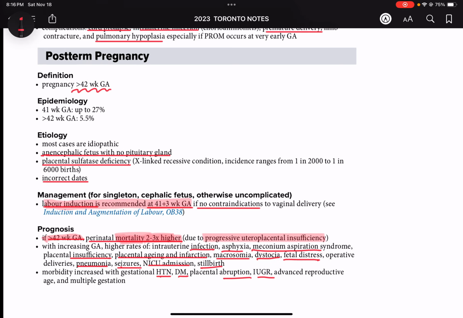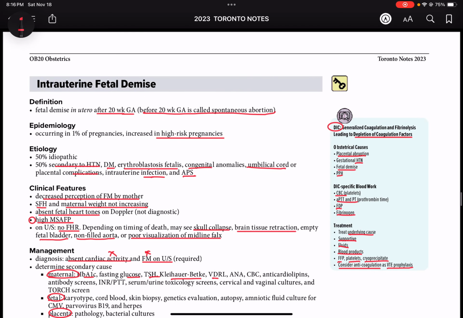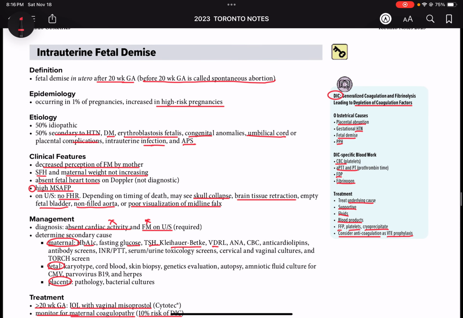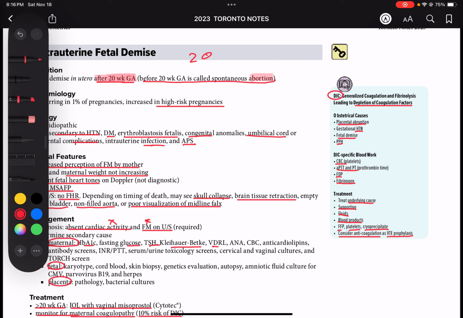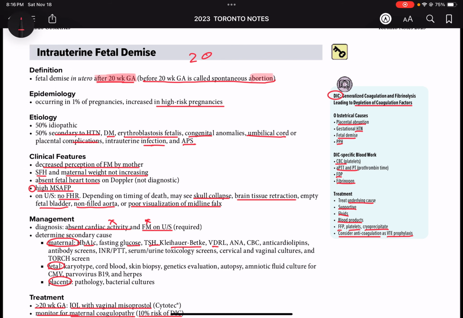Moving forward, this was post-term pregnancy, which is after 42 weeks. Then we have intrauterine fetal demise. It would be if the fetal demise occurs in utero after 20 weeks of gestational age. If it is before that, it is abortion, so 20 weeks is the cutoff point. So if it is after 20 weeks, we call it intrauterine fetal demise.